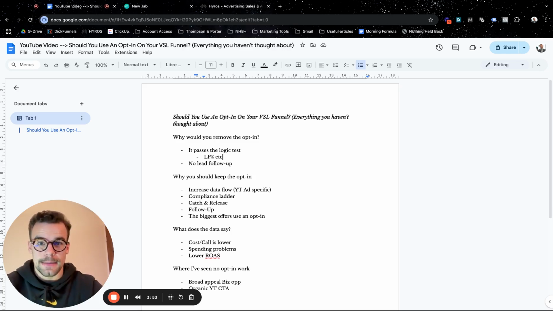So in that case, it just throttles the spend. Your campaigns don't spend, you don't get leads, you don't get calls, you don't get sales. So big issue there.